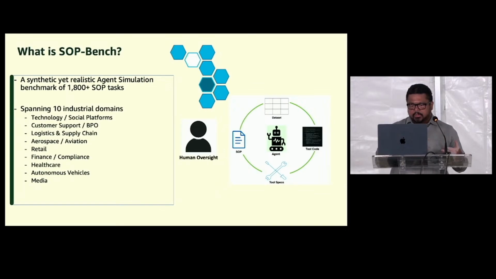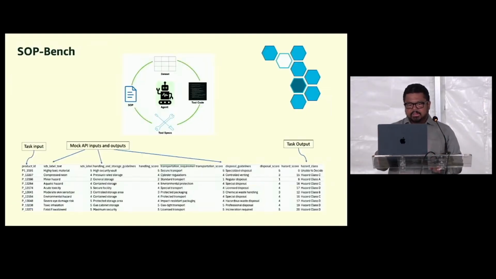The code is obviously a mock of the real APIs, and also the data sets. At every stage, we have had human validation, like a scientist validating the code and industry experts validating the SOP, the APIs, and the data sets. So for a dangerous goods use case, you actually have the data set, which has the input and output of every API call, what you expect. So you have the safety data sheet, the handling and storage restrictions, etc.